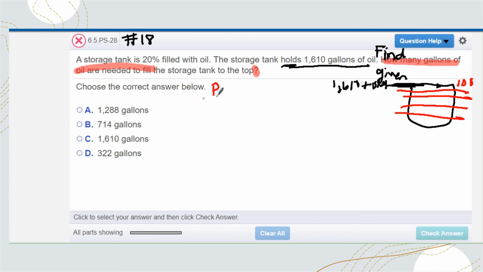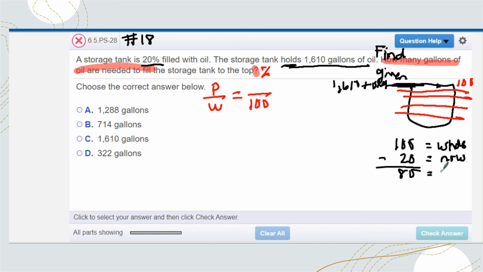So a percent is a part to whole ratio. So this is our ratio side that we want to make equivalent to percent per 100. So this is our percent side. Now we can use 20% filled, or we can use 80%. So if the whole percent is 100, and the storage tank is 20% full, 20% oil right now, how much do you need to fill? So you need 80 more percent. This is what you need to fill it.